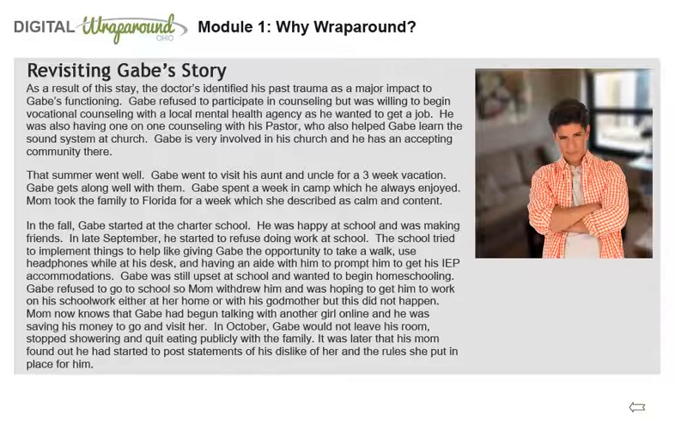Mom now knows that Gabe had begun talking with another girl online, and he was saving his money to go and visit her. In October, Gabe would not leave his room, stop showering, and quit eating publicly with the family. It was later that his mom found out he had started to post statements of his dislike of her and the rules she put in place for him.